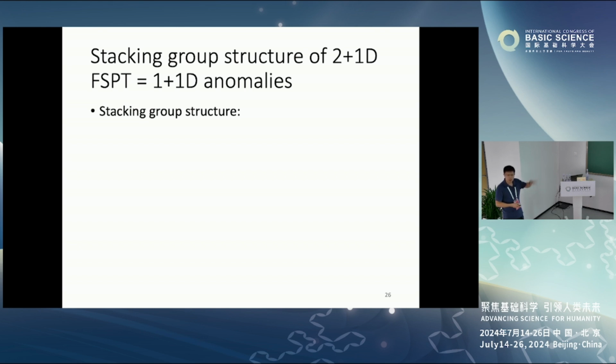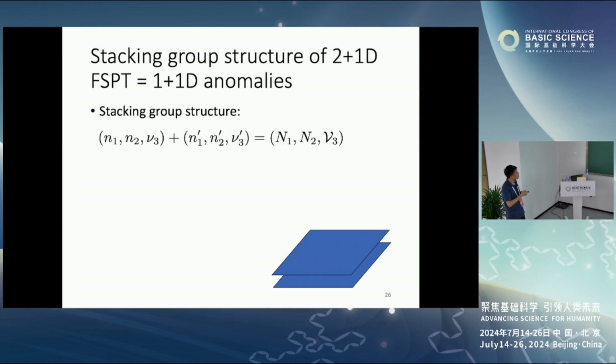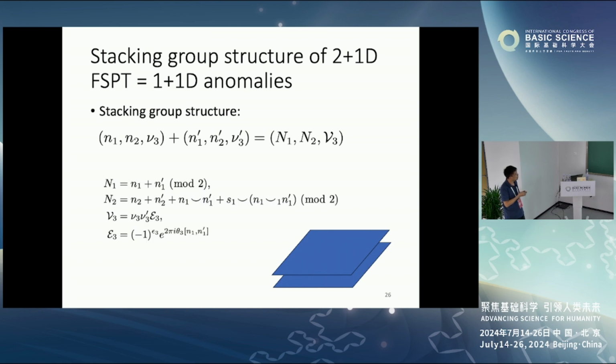So the stacking group structure is like that. I omit all the details, but I can show you the final result. The final result is like this. We have three different layers of classification, n1, n2, and nu3. And two layers of SPT are put together to obtain the total one. The total one is related to the individual ones by this: n1 is just the addition, and n2 is twisted by this n1, by this term. The n1 has n1 prime, and also an s1 term that is related to anti-unitary. And the most complicated one is the bosonic one. The bosonic nu3 is related to nu3 and nu3 prime by a phase vector. And this phase vector will split into epsilon 3 and theta 3.